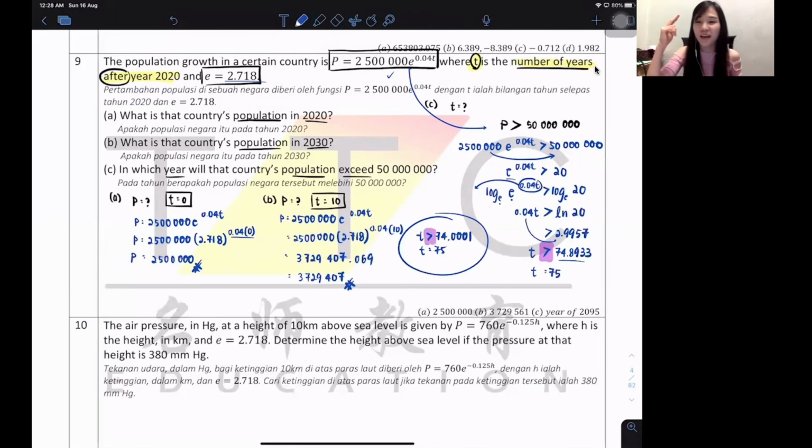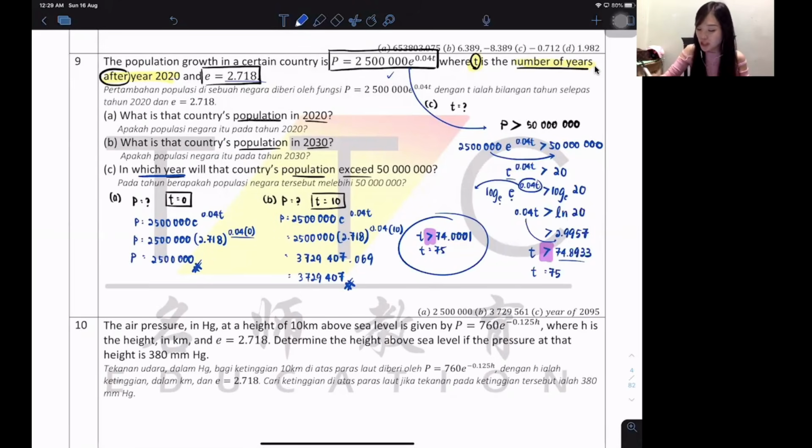Please remember that, okay? So I know the answer is 75, but please don't stop there. You know why? This question is asking me which year. They're never asking you how many years after 2020. They're asking you which year. Which year answer means it will be like 2027, this kind of answer, okay? You must write out the year.